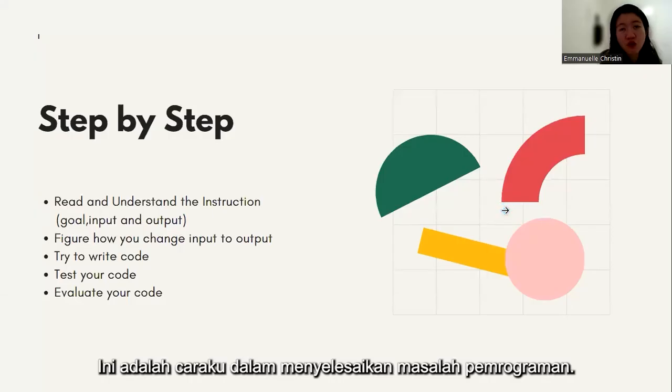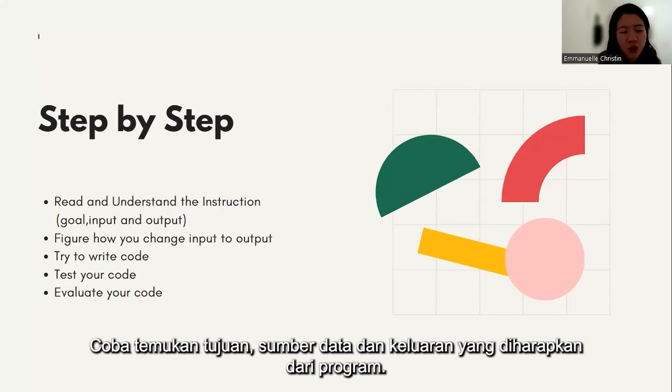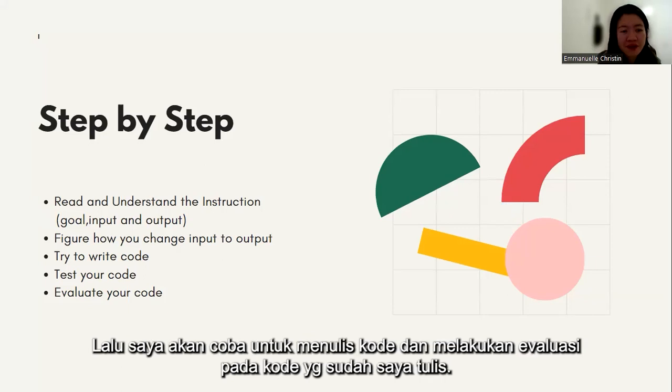Here are my steps to solve a coding problem. First, I try to read and understand the instructions, and find the goal, input and output. Then I try to write the code, test and evaluate the code.